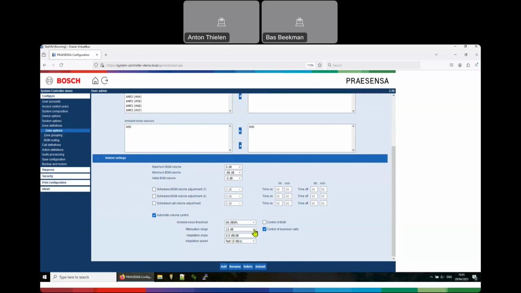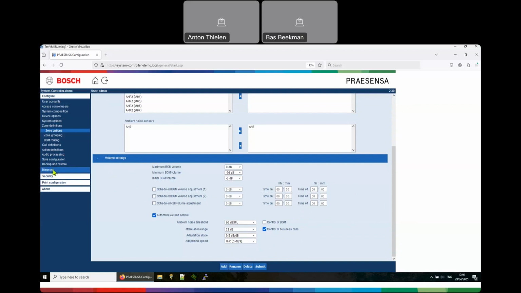I have an attenuation range, which you can select somewhere. I say about 12. And you have your adaptation slope. So how much compensation do you want for the ambient noise change? And the adaptation speed. Do you want 5 dB per second or 1 dB per second or only 0.2 dB per second? So that's something which you can adapt and adjust here.